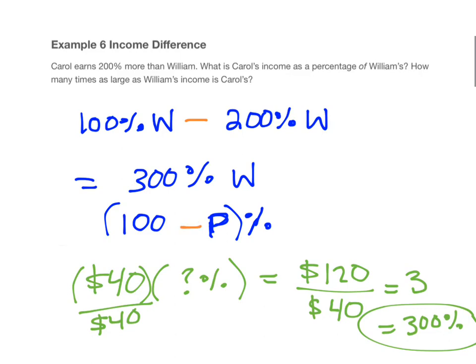All right, now to answer the second question, how many times as large as William's is Carol's? This is just the verbal way to say what percent of his is hers. So once you have that it's 300% of his, that just means 3 times as large.